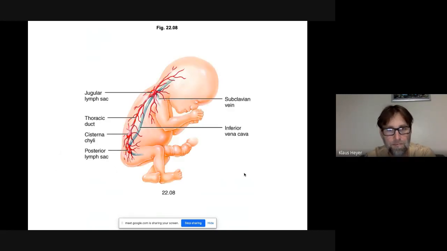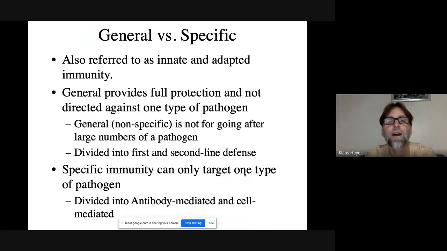Forgot to erase that. All right, because I already see I've used up the whole class. I didn't really get into immunity yet, but I'm going to start immunity next class.